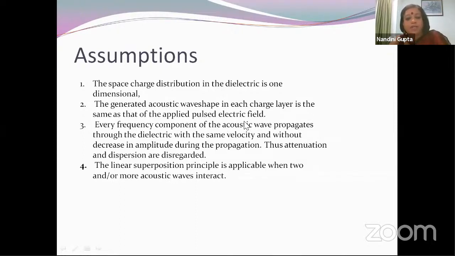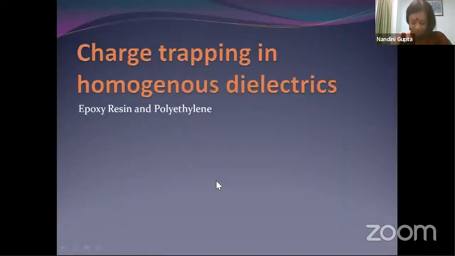Every frequency component of the acoustic wave propagates through the dielectric with the same velocity and without decrease in amplitude during the propagation. That means we are ignoring any attenuation or dispersion of the acoustic wave. We are assuming that the acoustic wave, which we need to measure, has the same constant velocity throughout the material thickness from one end to the other. And we also assume that the linear superposition principle is applicable if there are two or more acoustic waves. That is something we don't need to discuss at this basic level.